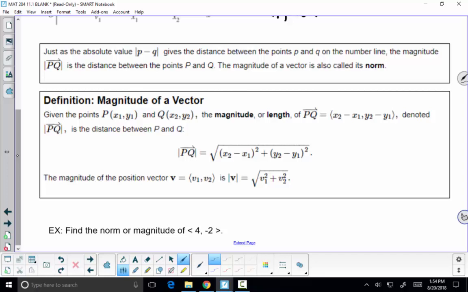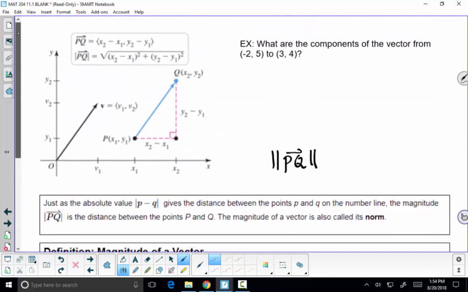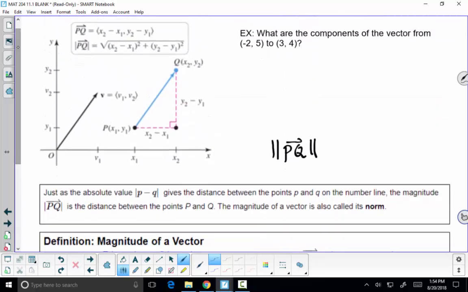Okay, so any questions on how you would find the magnitude of a vector? Does that make sense to you? Take the square root of the sum of the squares. All right, so let's look at this example I have up here. What are the components of the vector from (-2, 5) over to (3, 4)?